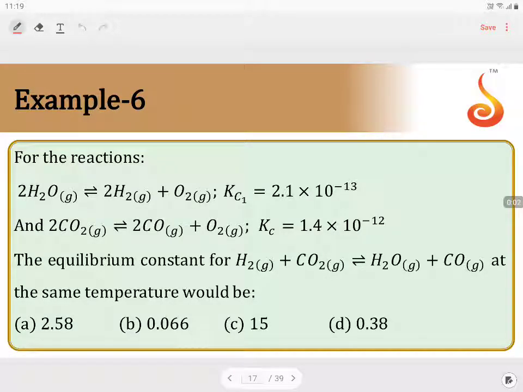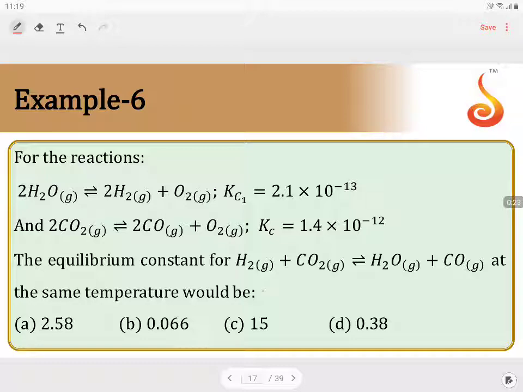For the reaction 2H2O gives 2H2 plus O2, Kc is 2.1 into 10 power minus 13. For 2CO2 gives 2CO plus O2, Kc is 1.4 into 10 power minus 12. The equilibrium constant for H2 plus CO2 gives H2O plus CO at the same temperature would be.